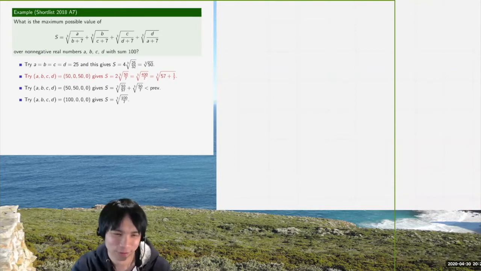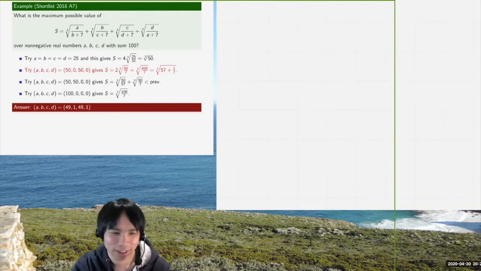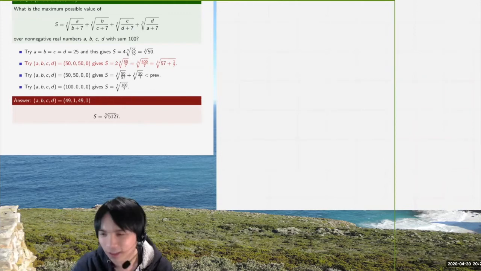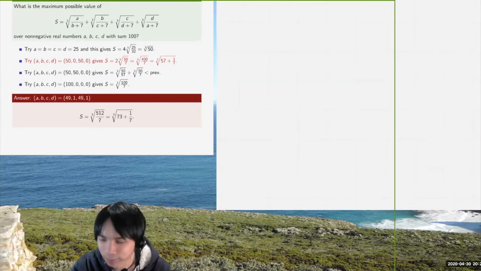In order for this discussion to make sense, I do have to give the answer away, which is that the 7 there isn't a random 7. If A, B, C, D is 49, 1, 49, 1, then you get S equal to, this one I should know because it's the correct answer, but I don't remember what it is. Cube root of 512 over 7? There we go. And so now you can see why the 7 is there. The 7 and 100 were chosen to not give away that this is the actual answer. It's actually quite a bit bigger.